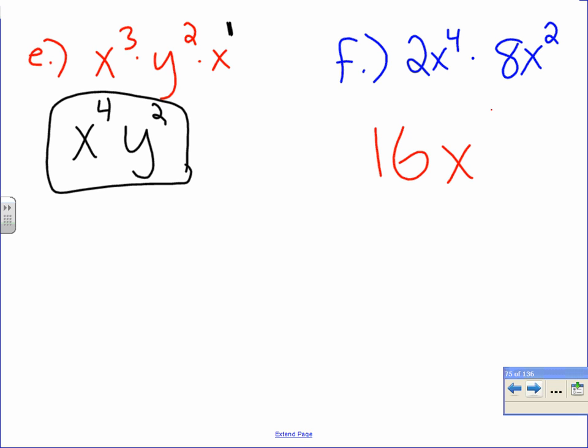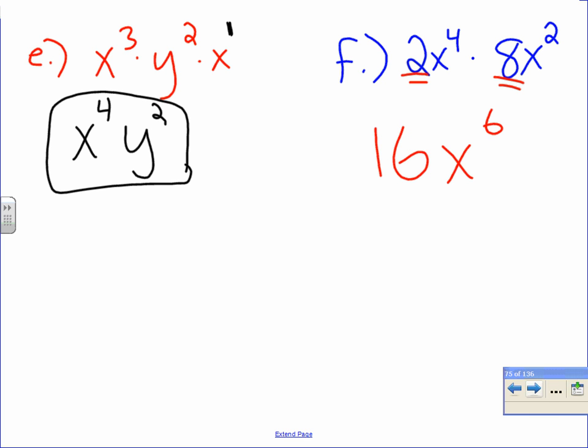Good job. All you do here is multiply the coefficients, because they're just normal numbers. Multiply them like you would any other problem. Adam was trying to make it harder. And then when you're multiplying and it's the same base and it's in exponential form, add the exponents. So 2 times 8 is 16. Rewrite the x. 4 plus 2 is 6.